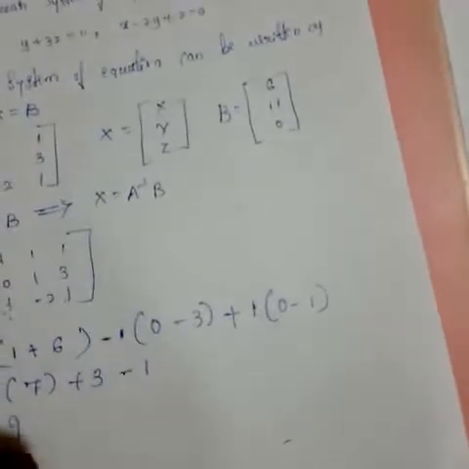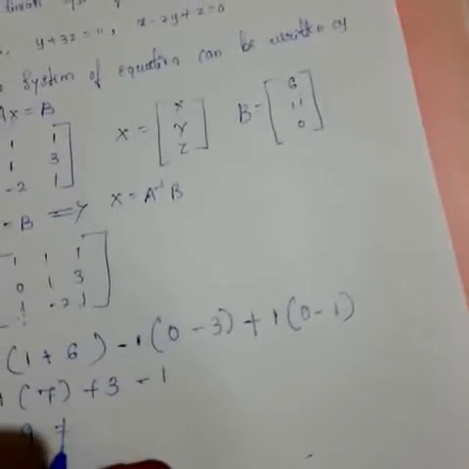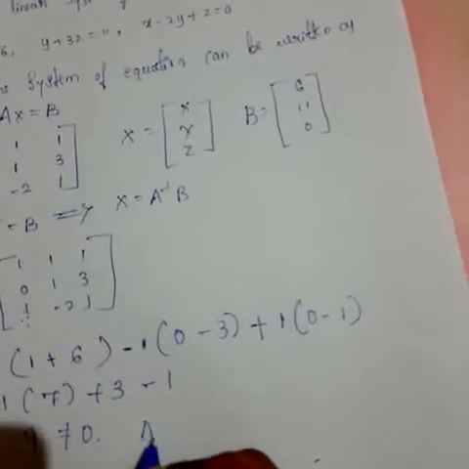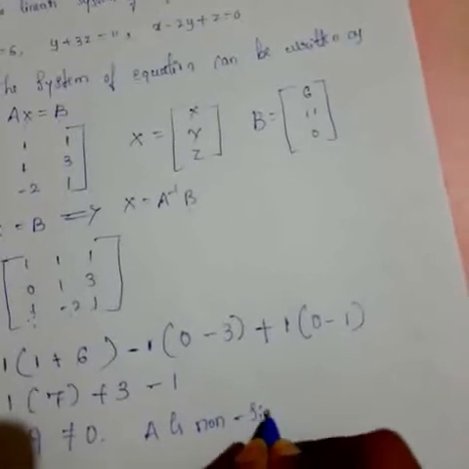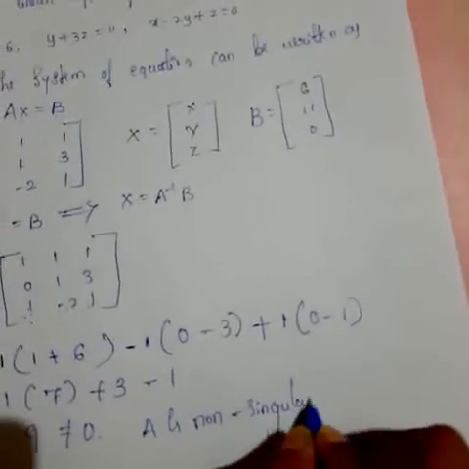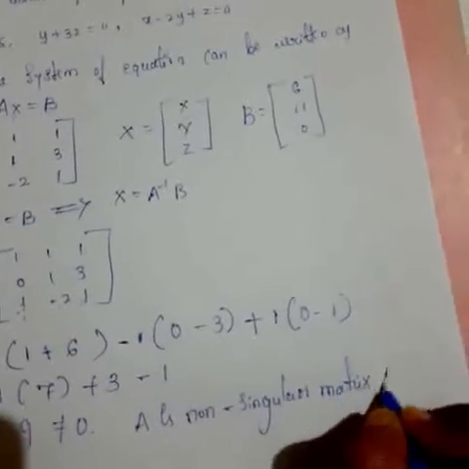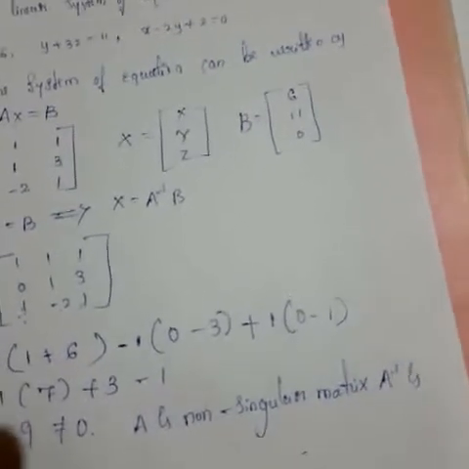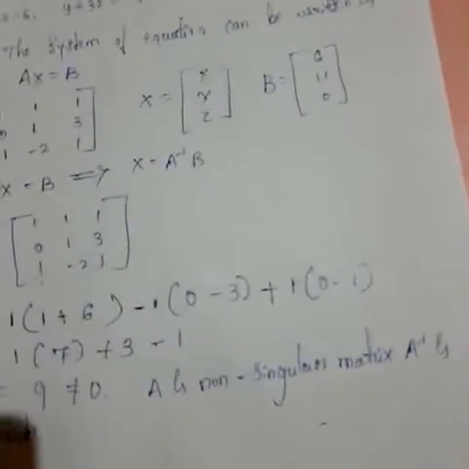The determinant of A you got is plus 9, which is not equal to 0. It means A is a non-singular matrix, so A inverse exists. A is non-singular means A inverse exists.